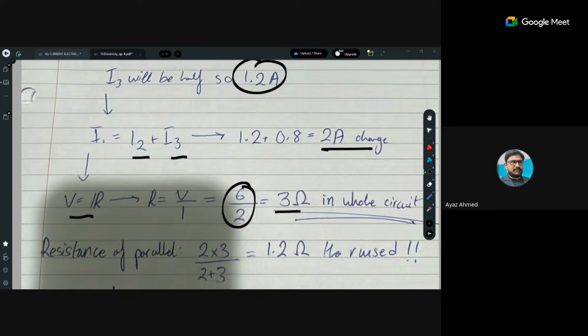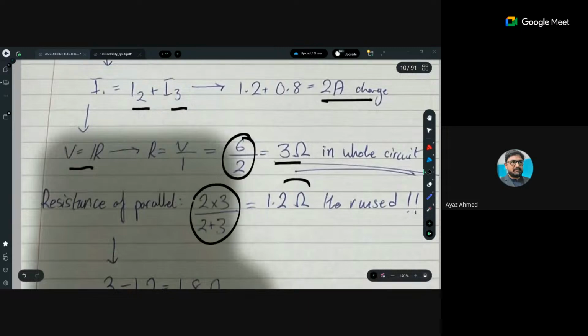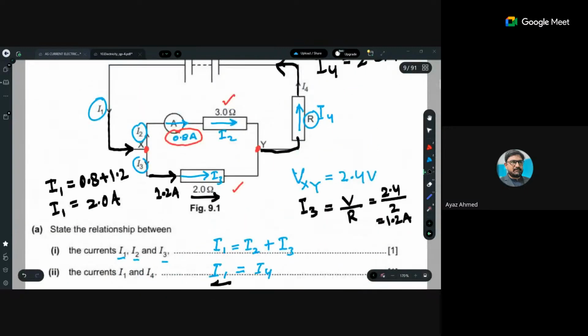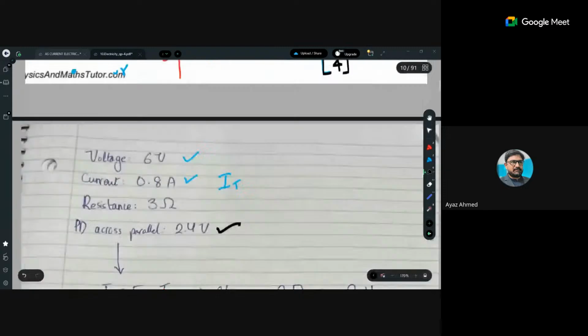So out of 3 ohm, 1.2 ohm is the combination of the parallel one, right? She made it properly: 2 times 3 divided by 2 plus 3. She calculated that the resistance in the parallel combination is 1.2 ohm, by the product over sum formula. And she realized the total resistance is 3 ohm. So what would be the resistance of this resistor? 3 minus 1.2. So she got the answer, right?